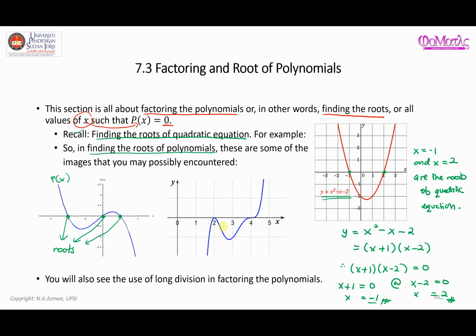Now similarly here, if you have this polynomial function, polynomial graph, when x is equal to 2, the value is 0. When x is 4, the value is also 0. So x equals 2 and x equals 4 are the roots of this polynomial function. So in this video also, you will be looking at the implementation of long division, which you have seen in the previous video, in order to be able to factorize all the polynomials.